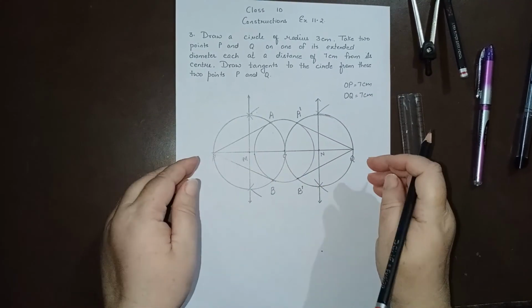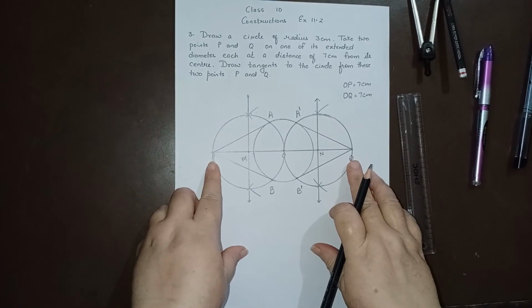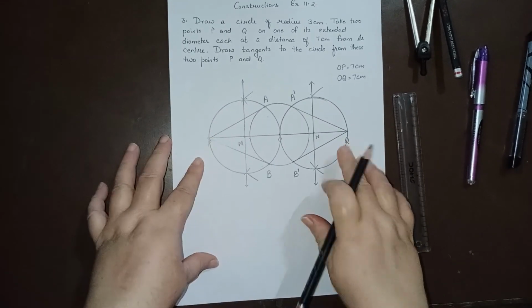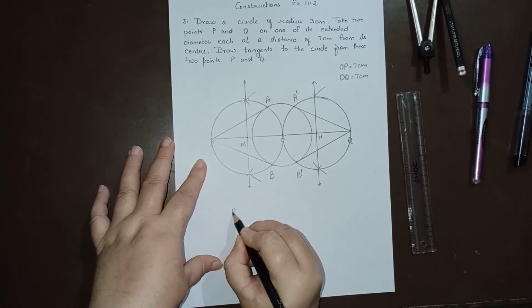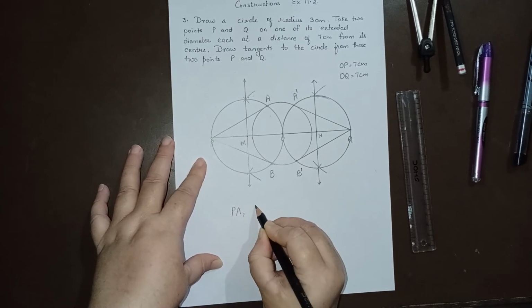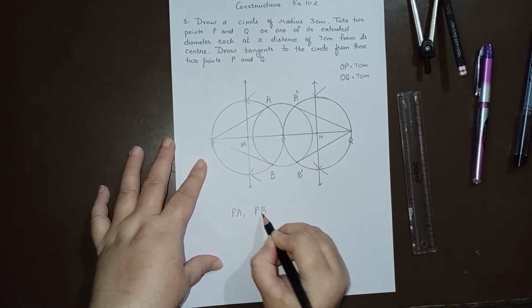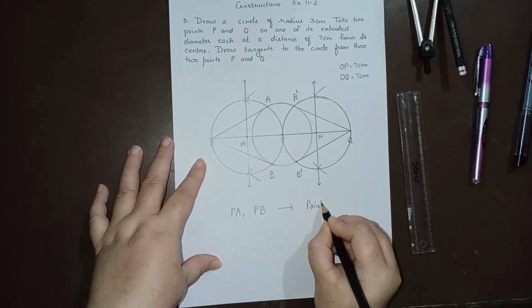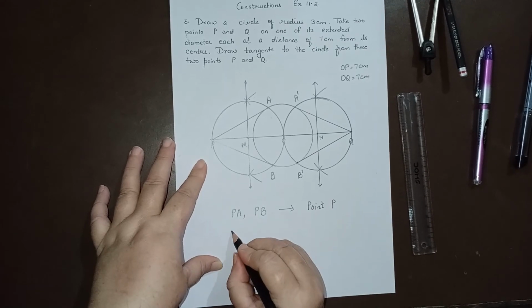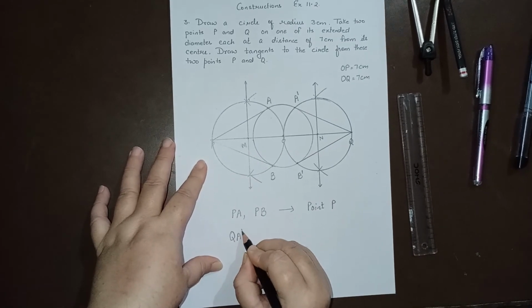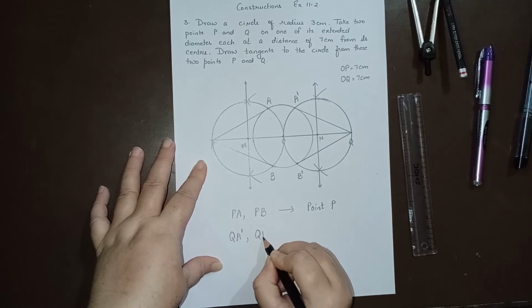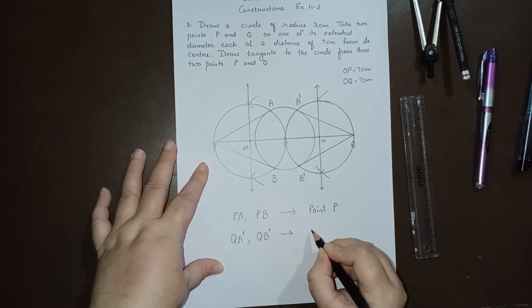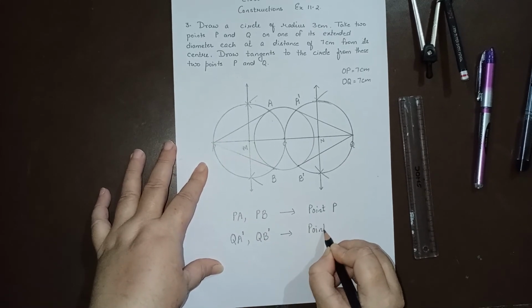So we have drawn tangents from points P and Q, and we are getting four tangents. The tangents are PA and PB, which are from point P, and we are also getting QA dash and QB dash, which are the tangents from point Q.